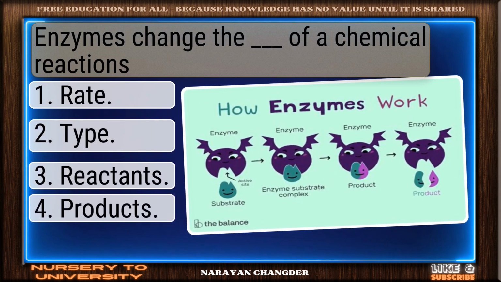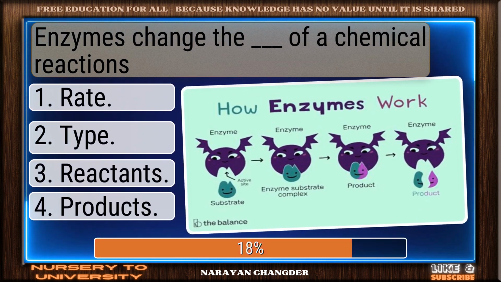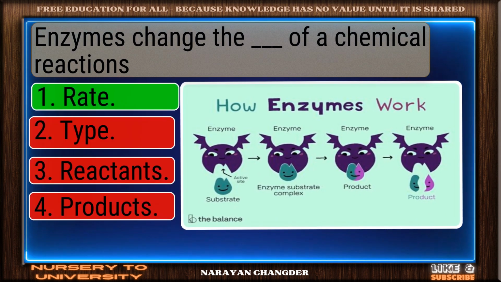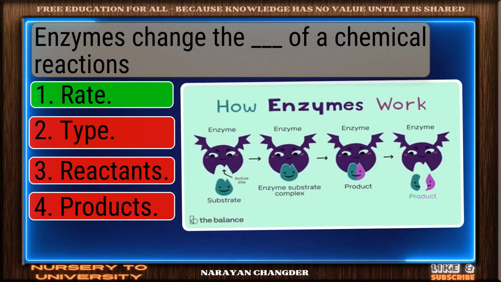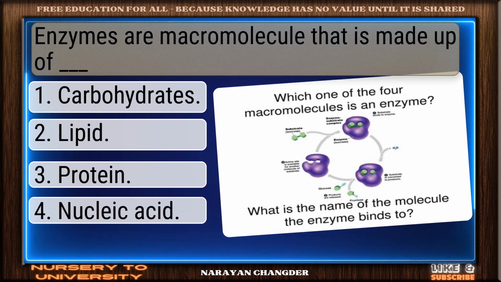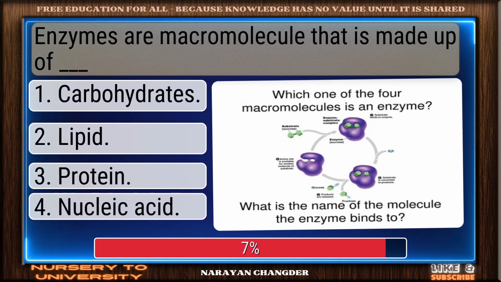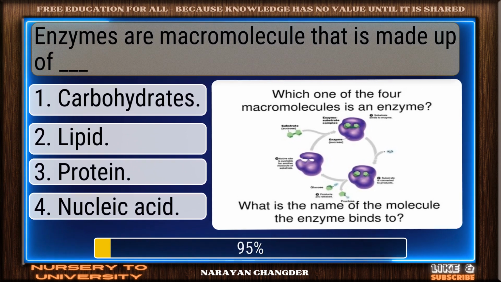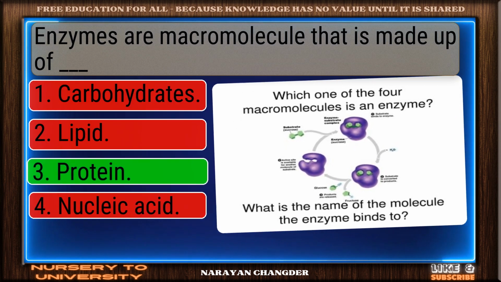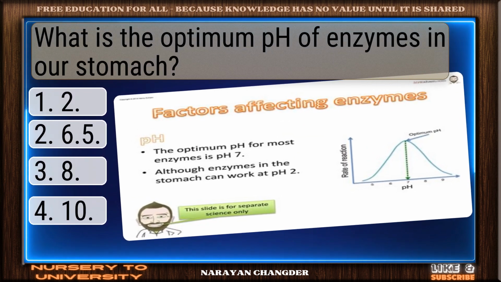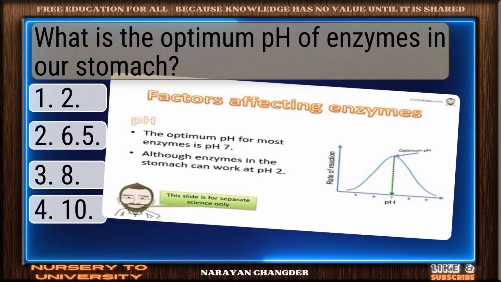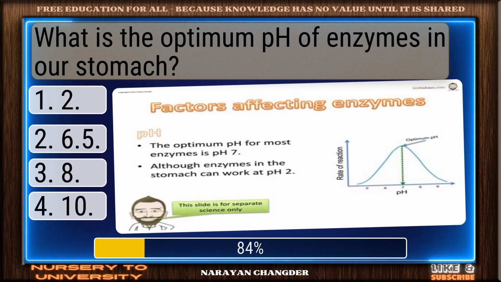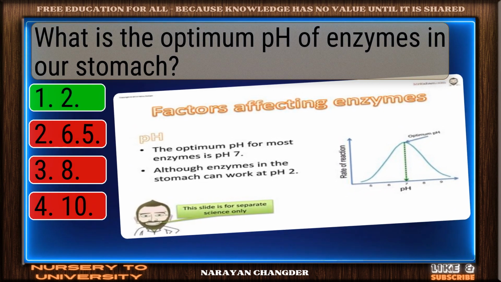Enzymes change the dash of a chemical reaction. Clear logic. Rate is sound. Enzymes are macromolecule that is made up of dash. You chose protein? Correct. What is the optimum pH of enzymes in our stomach? Right again, 2 is valid.